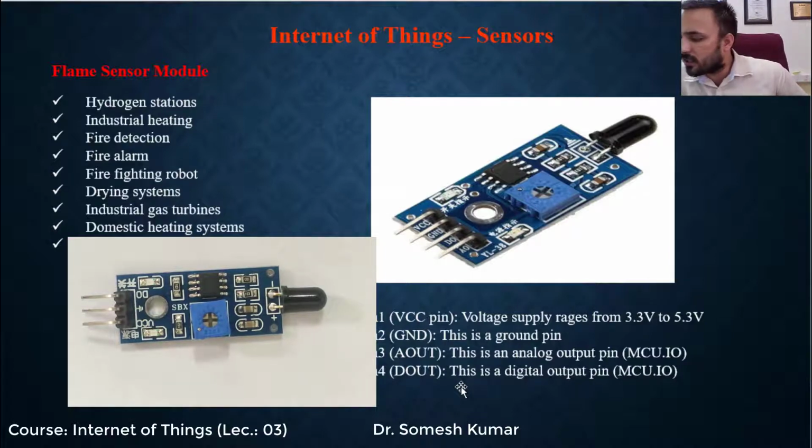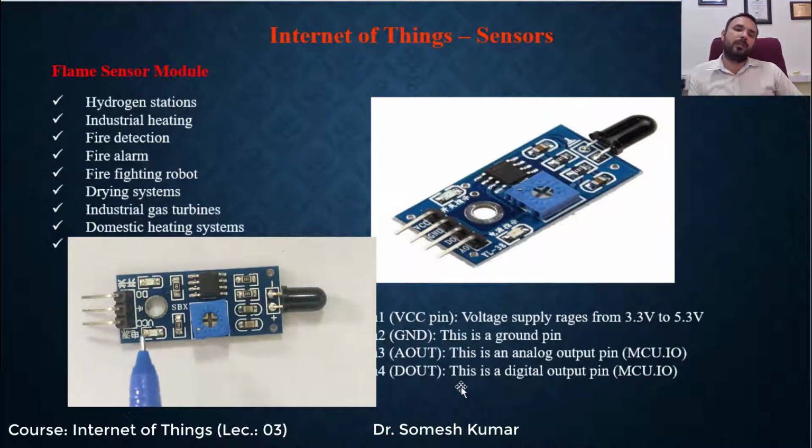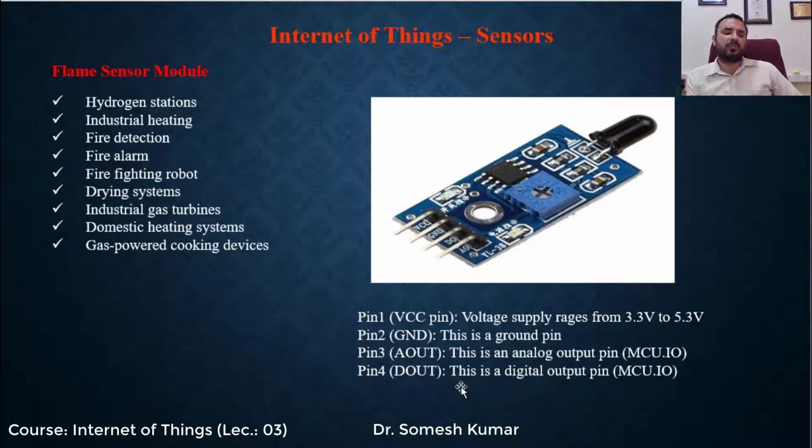But in this sensor, shown in this video, there is a third pin for the digital output. So basically this sensor gives only the digital output. It does not give the analog output. But in some sensors, an analog output pin is also available. The applications of flame sensors are hydrogen stations, industrial heating, fire detection, fire alarms, firefighting robots, drying systems, industrial gas turbines, domestic heating systems, and so on.